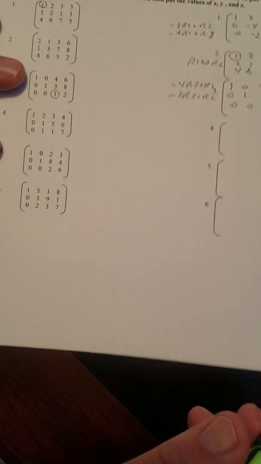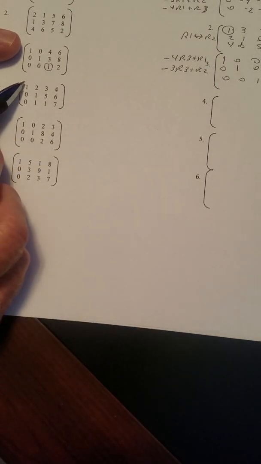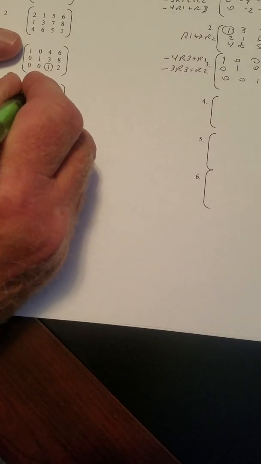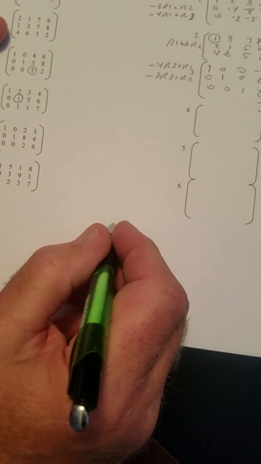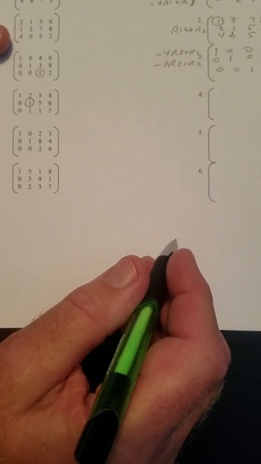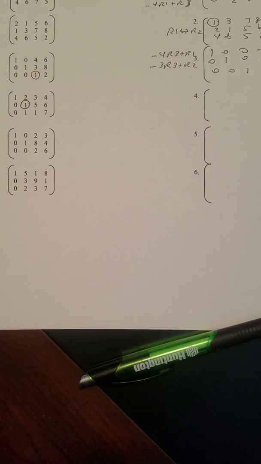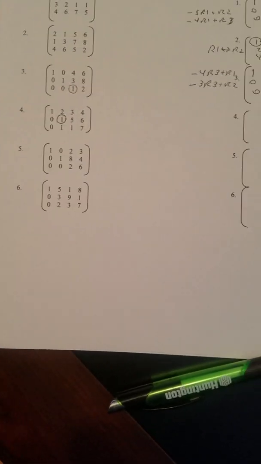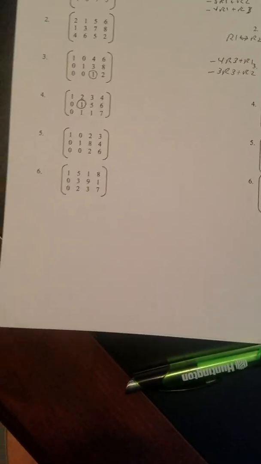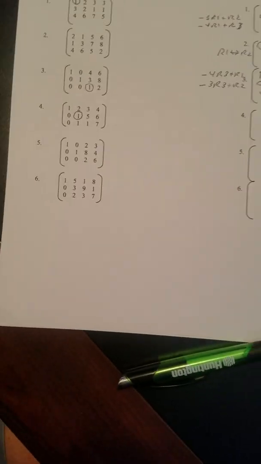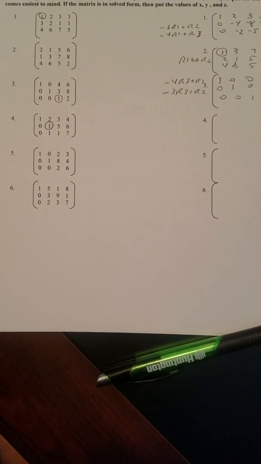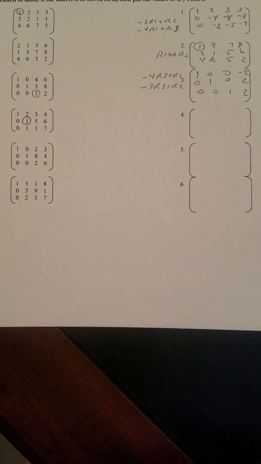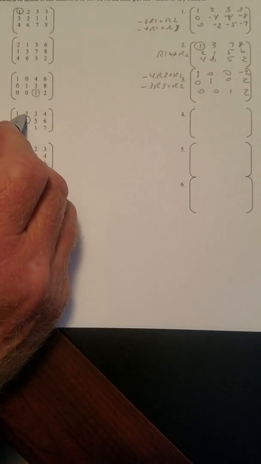Okay, let's go to number 4. So number 4, the first column's done. You go to the second column. I got a 1 here, but I need zeros. So I'm going to use that 1 as a pivot. Now you probably won't be able to read it. Okay, hope that works. So get a 0 up here.